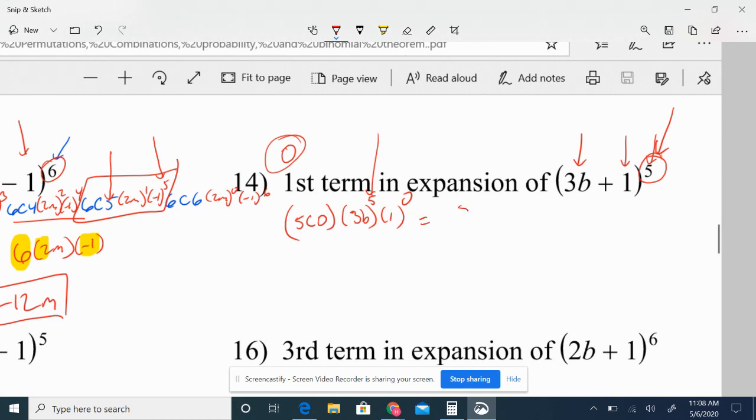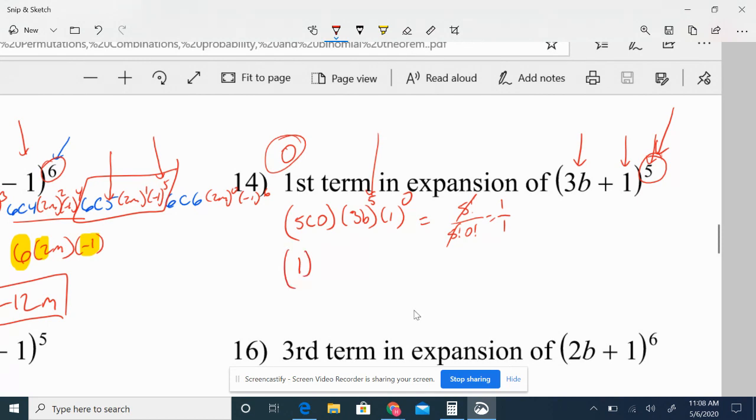5 choose 0, isn't that 5 factorial over 5 factorial, 0 factorial? Interesting part, the 5 factorial and 5 factorial cancel out. I know 0 factorial is 1. Can I leave the top empty? So 1. So 5 choose 0 is 1.